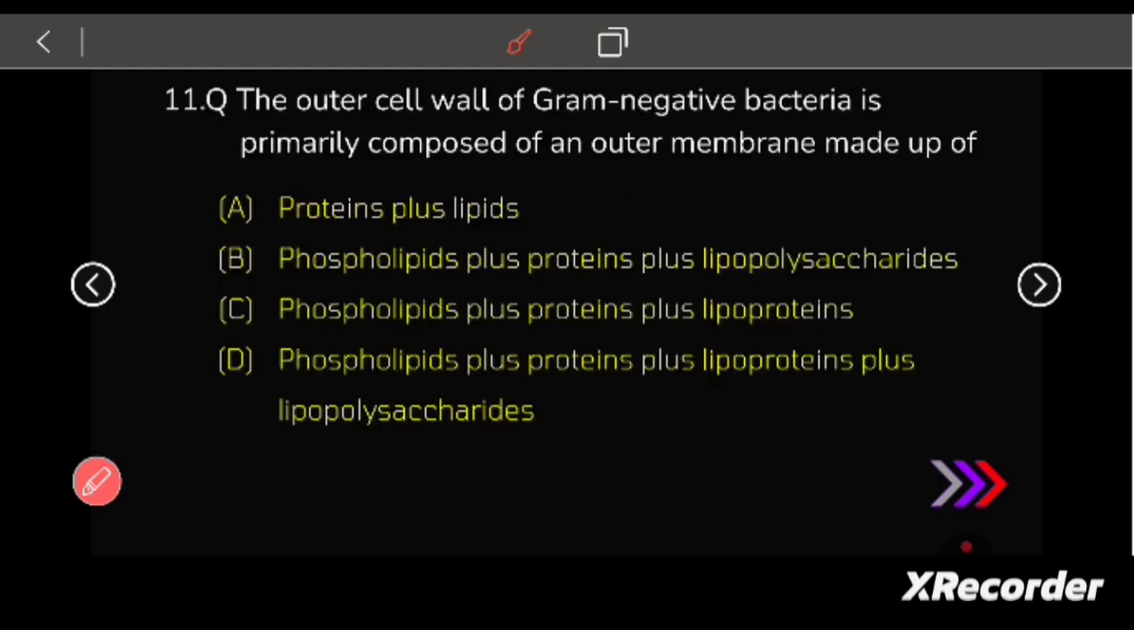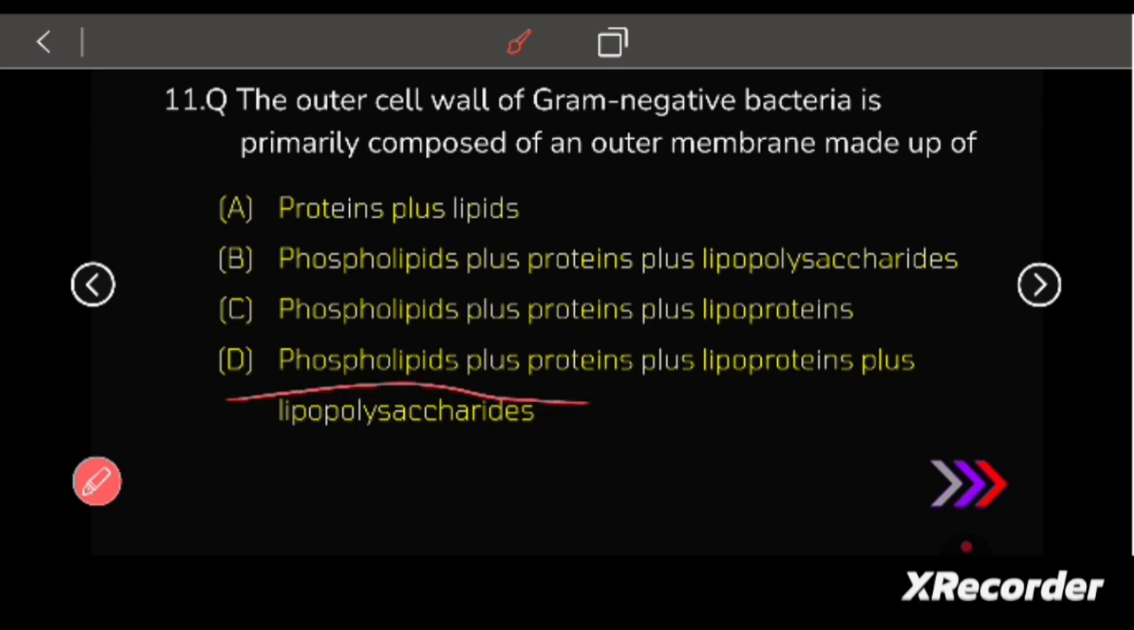Question number 11. The outer cell wall of gram-negative bacteria is primarily composed of an outer membrane made up of: A. Proteins plus lipids, B. Phospholipids plus proteins plus lipopolysaccharides, C. Phospholipids plus proteins plus lipoproteins, D. Phospholipids plus proteins plus lipoproteins plus lipopolysaccharides.